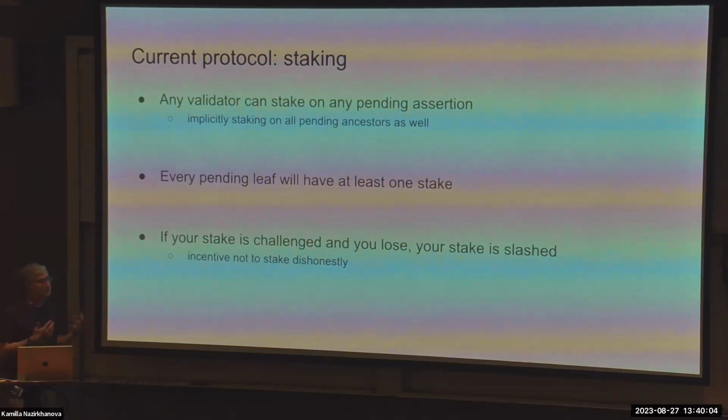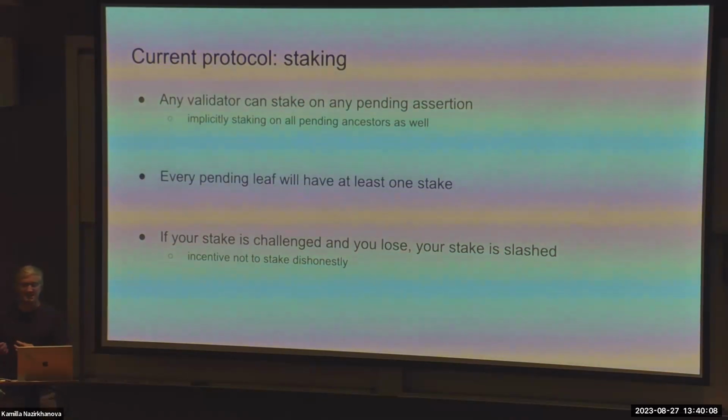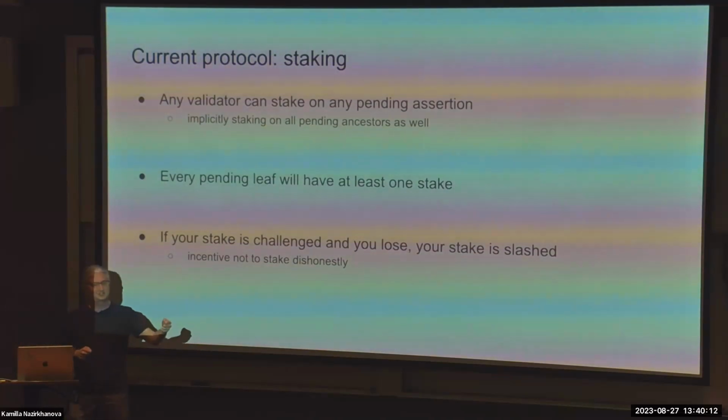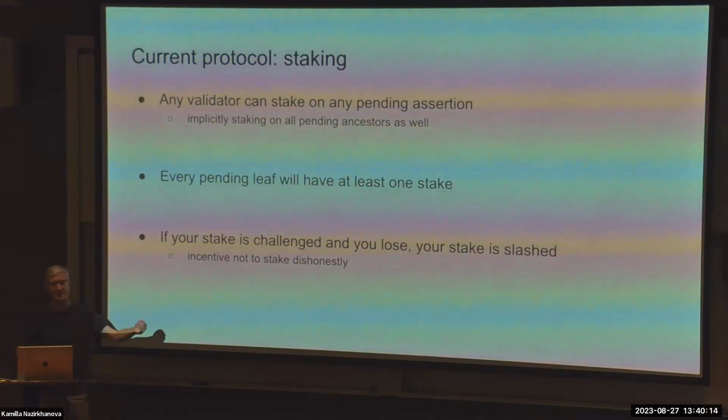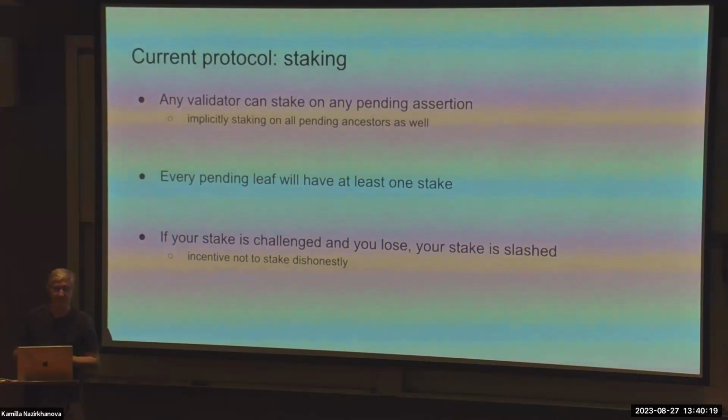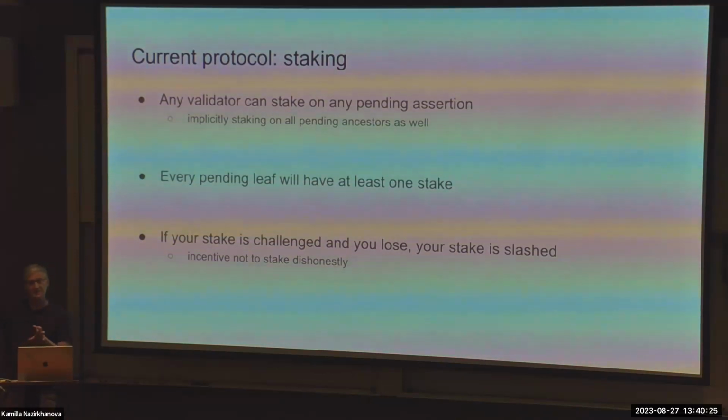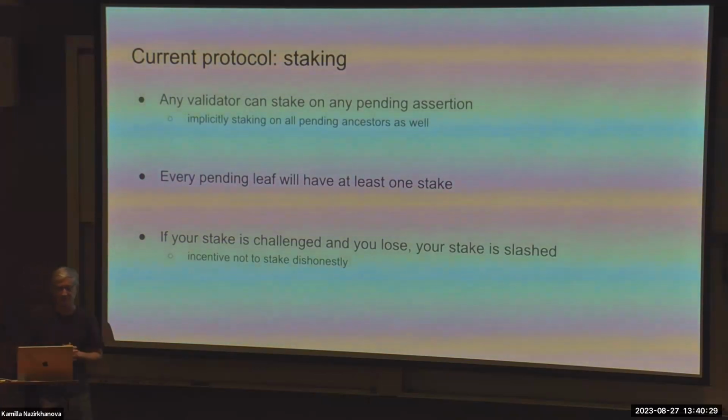Okay, also important in the current protocol is staking. Any validator is allowed to stake on any pending assertion, and they're implicitly staking not only on that assertion, but on its predecessor and the entire chain of predecessors all the way back to Genesis. And so you don't need to stake on each assertion that you claim is true. You just stake on the leaf or the end of the chain that you believe is correct, and you're implicitly staking on everything earlier.